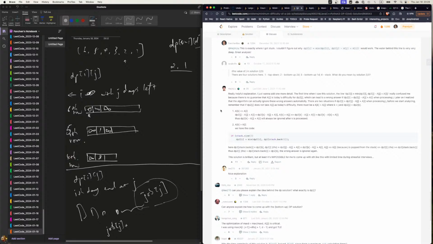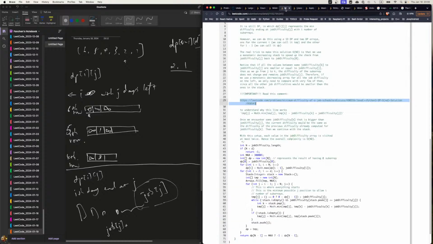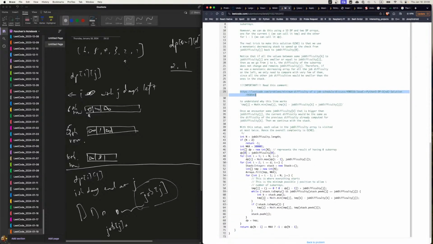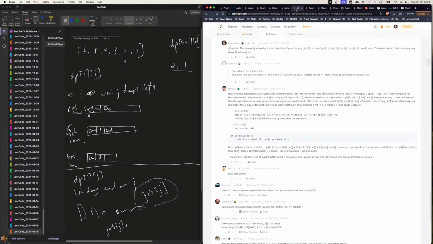the algorithm can ignore these wrong answers automatically. There are two situations. Okay, let's see. If dp[i] is larger than... wait, what the hell is i? Wait, hold on. I think we have different notations. This is his i. This is his j. Okay. So dp[i] is, okay, I know what dp[i] is, the minimum. dp[i], that's fine. dp[j] is the k thing, right?